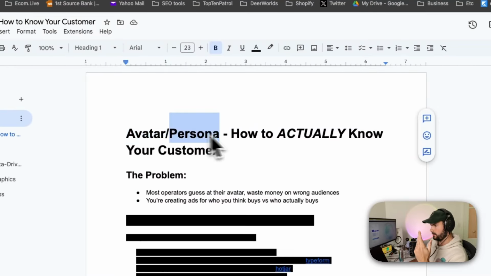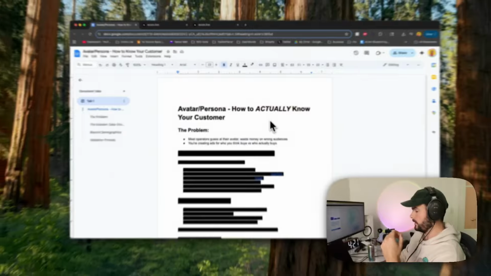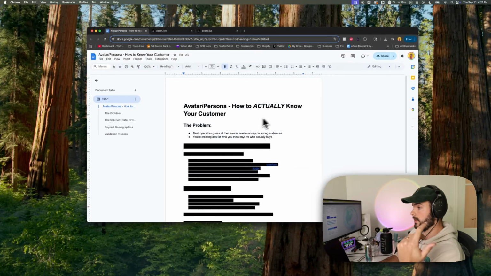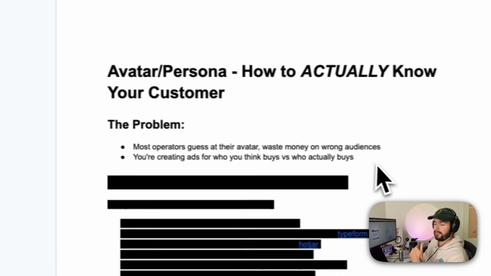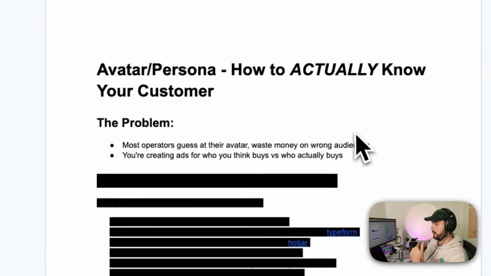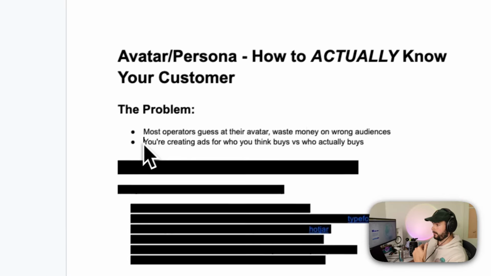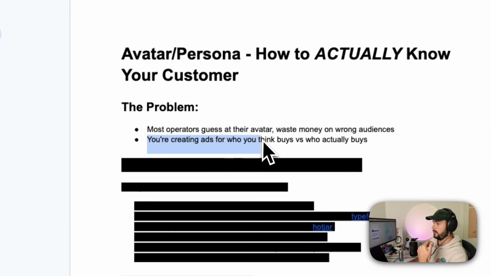In today's video, we're going to be talking about avatars and personas and how to actually know your customer, which can allow you to make a lot more money with your e-commerce brands and projects. So what's the problem? Well, most operators guess at their avatar. They waste money on the wrong audience. You're creating ads for who you think buys and not who actually buys.